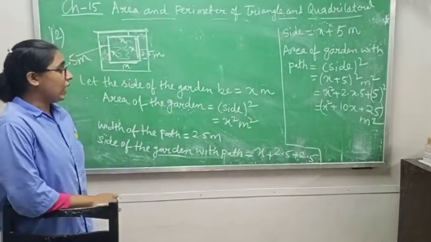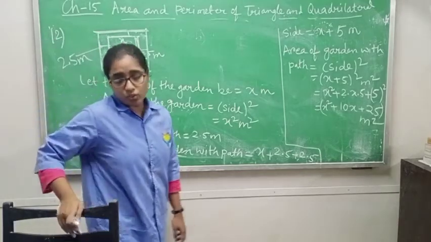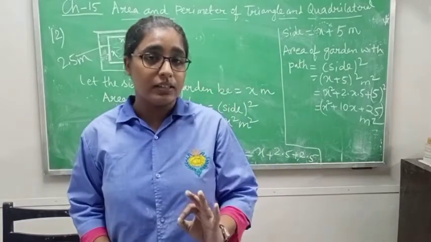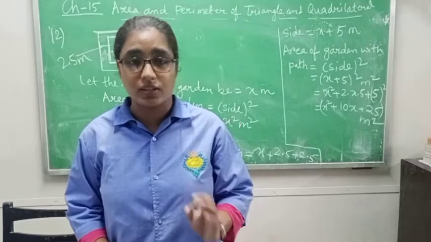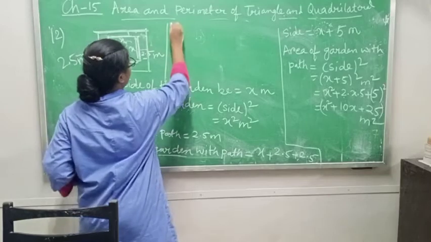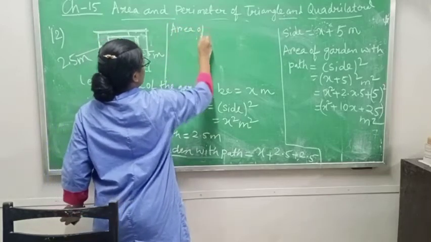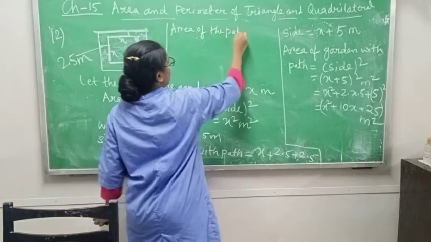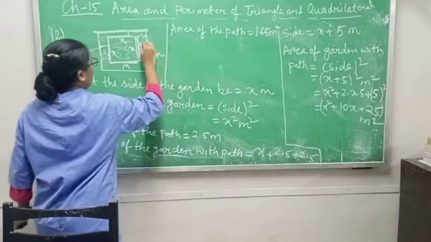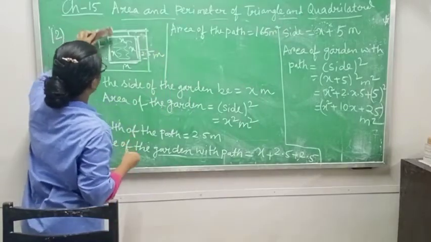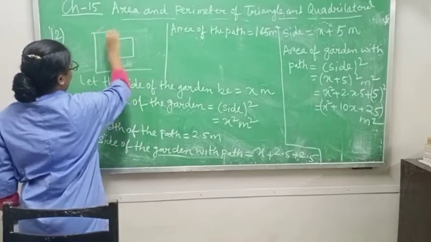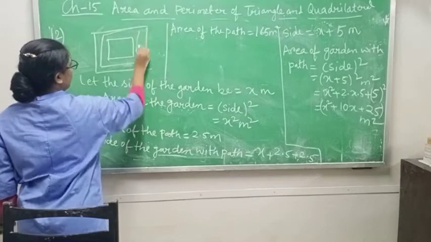Understood up to here? Now one more thing they have given you, that the area of the path, only the area of the path, is 165 meter square. I am rubbing this portion. Okay, I am doing here. Area of the path is given how much? 165 meter square. Now what is given to you? Area of the path is given to you. Means only this part's area is given.